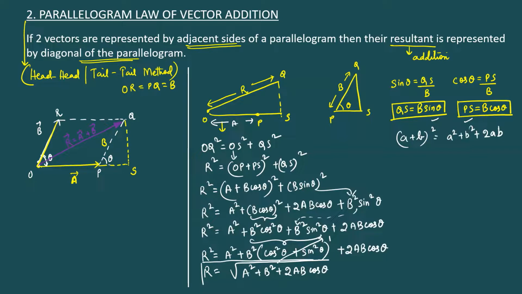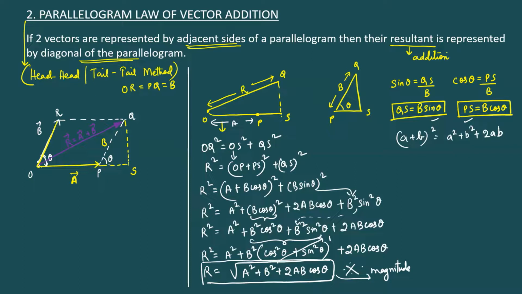Resultant is not simply equal to A plus B. What is it equal to? It is equal to root of A square plus B square plus 2AB cos theta. This is the magnitude of the resultant. We were telling, no, resultant is not simply A plus B. Then how much is it equal to? It is equal to root of A square plus B square plus 2AB cos theta.